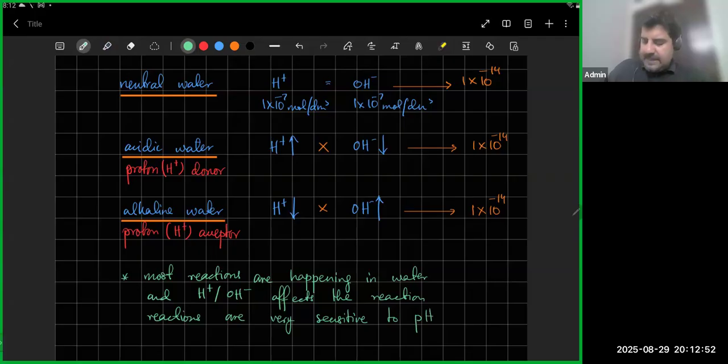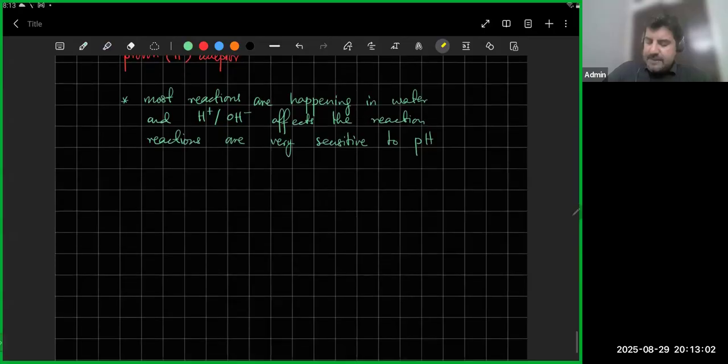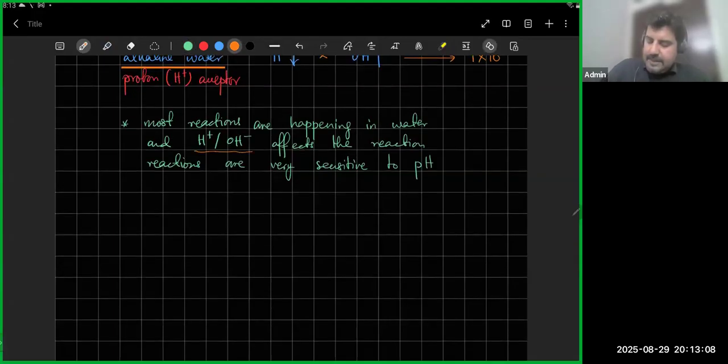अच्छा तो hopefully ये बात clear है कि what is the KW, that's always a constant, right? That's not going to change unless you change temperature. And reactions are very, very sensitive to the balance between the two. Okay, so whenever reactions are happening, you always have to check what type of water you've got. Okay, that's very important. And that is determined by the pH scale.